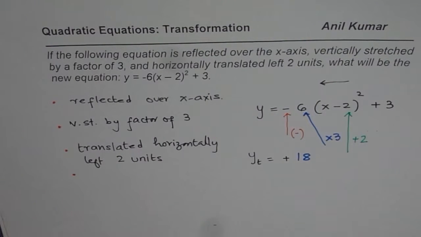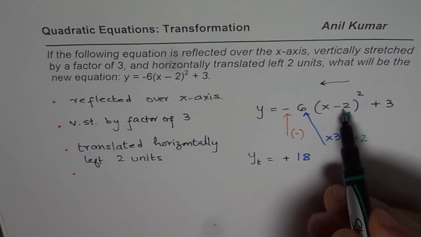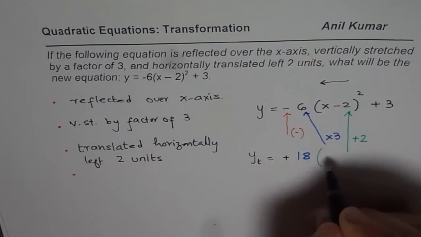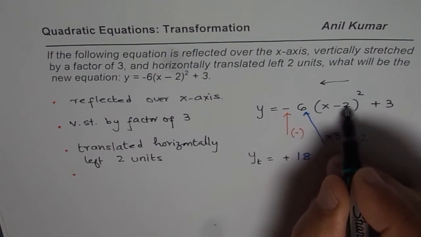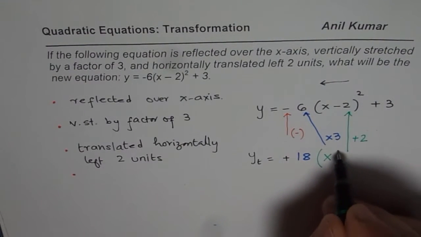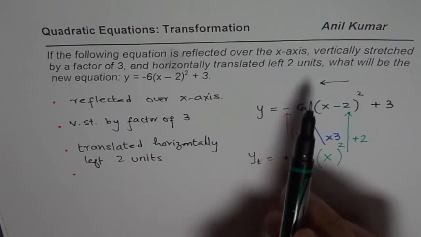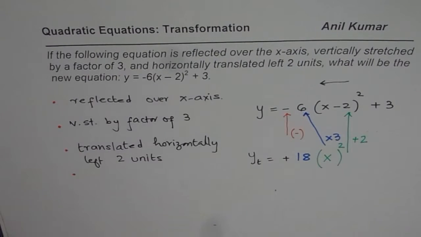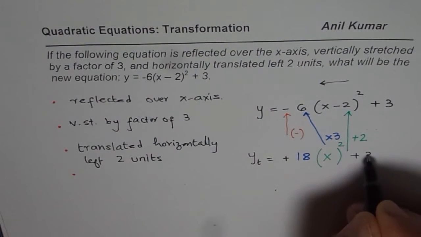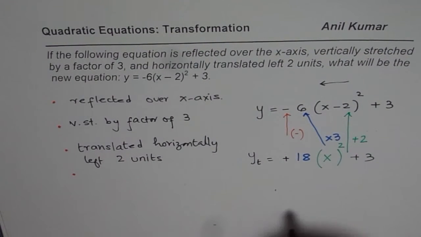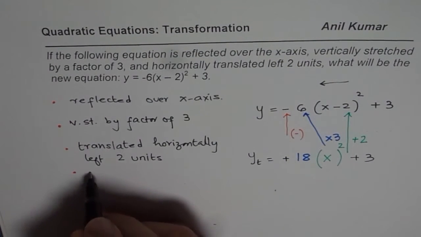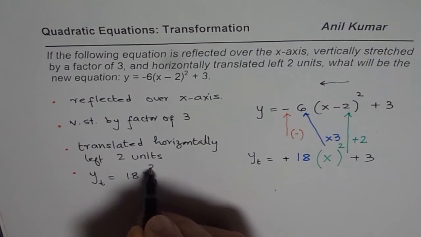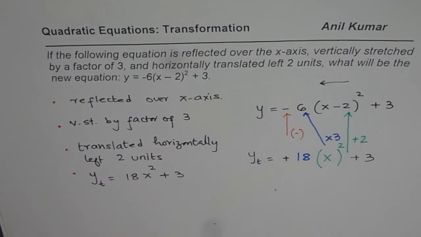Because the axis has come towards the left side, now that will result in x minus 2 plus 2 becomes 0, right? So just x squared. And no other transformation. So we'll keep plus 3 as such. So that becomes the equation. So looking into all these transformations, we can write the transformed function as y equals 18x squared plus 3, right?